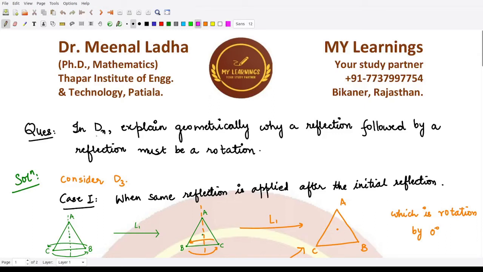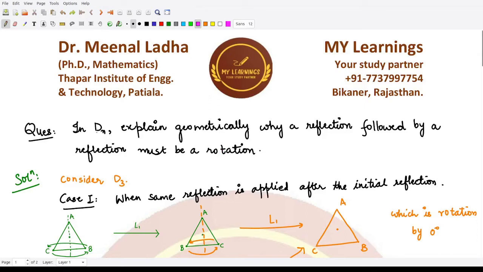They are saying, in the dihedral group Dn, explain geometrically why a reflection, meaning we are taking a reflection about some line, for example in a mirror, followed by a reflection must be a rotation. So we already know the group operations of dihedral groups. The elements are rotations as well as reflections.